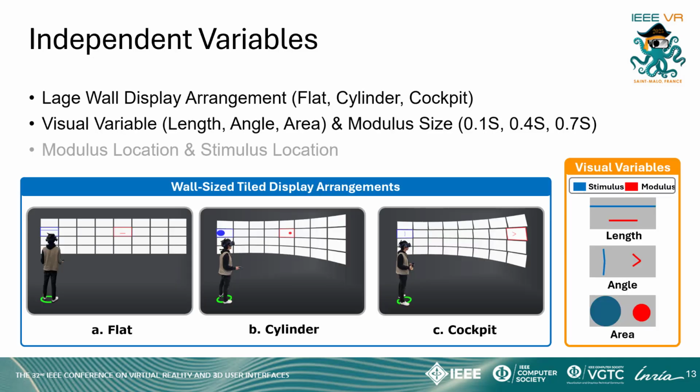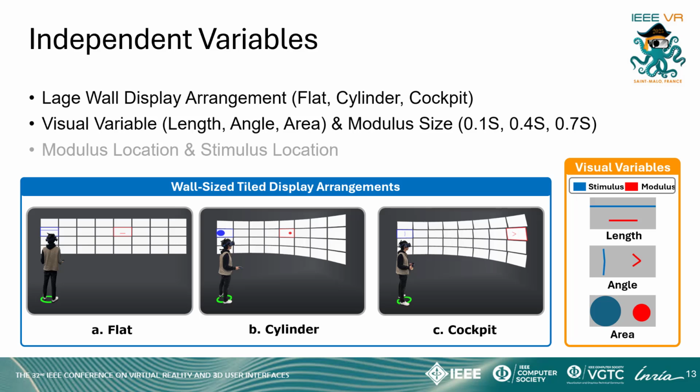Independent variables. First, for the large world display arrangement factors, 3 arrangements are considered, including flat, curved, and cockpit arrangements. They are selected because of their extensive utilization in previous research. Next, for the visual variables, length, area, and angle are selected based on earlier visualization perception research.